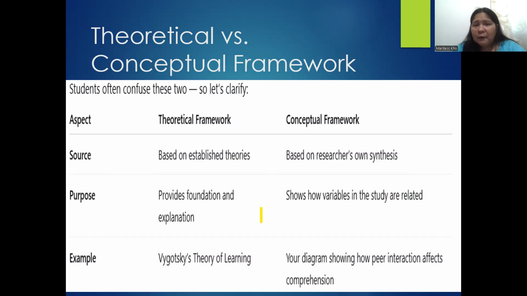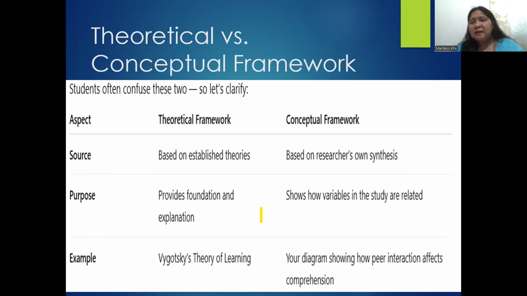But if you talk about a conceptual framework, it only serves as a visual and logical model that shows how your study will operate. And it also connects your variables and shows how each influences the other. For example, you can present a diagram that shows how storytelling activities, the independent variable, affect student speaking confidence, which is the dependent variable. Now, let's proceed with the third, which is the example.